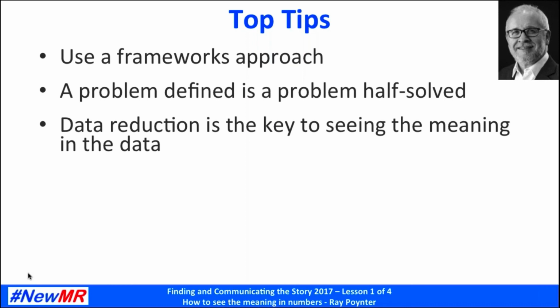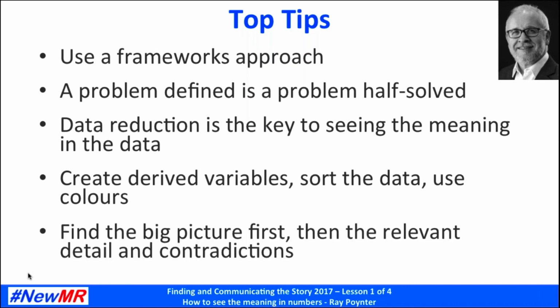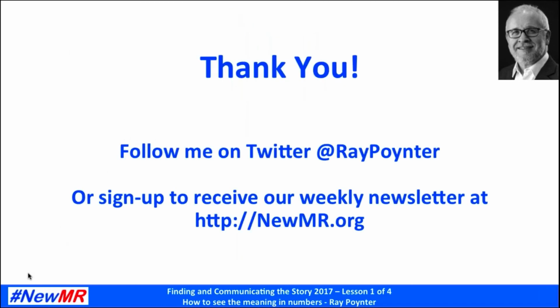Sometimes you'll see people offering a system: we will automatically chart everything by everything for you. That is horrible. That gives you more pages than there are people in the data set sometimes. What you really want to know is, what is the interesting data? Show it to me in a way where I can see it really easily. Create derived variables, sort the data, use colors. Find the big picture first, then the relevant detail and the contradictions.